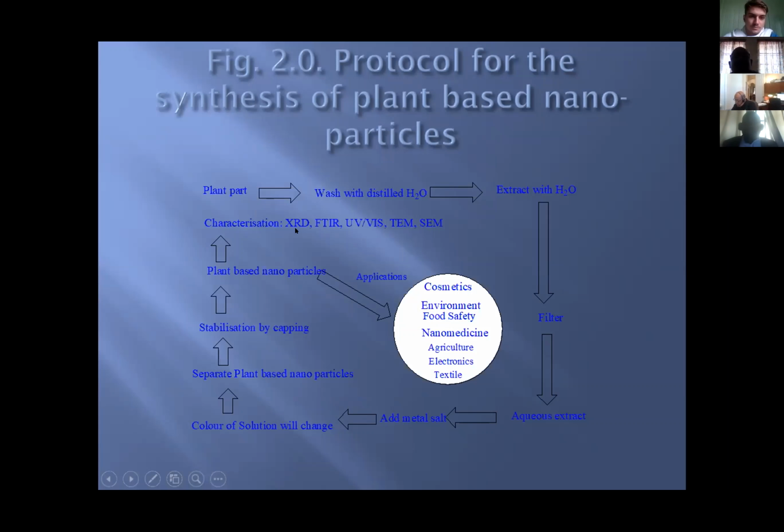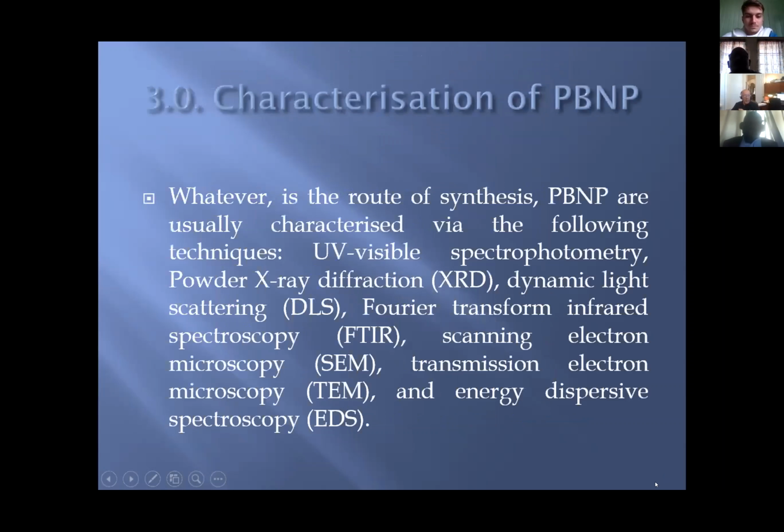Now in nanotechnology, there are several techniques that we can use to characterize the nanoparticles. We can use FTIR to tell you the different functional groups, UV-Vis to show the absorbance of the nanoparticle, transmission and emission microscopy, and SEM. We can use X-ray diffraction to get the morphology of the nanoparticles. Right, so those are the techniques used.